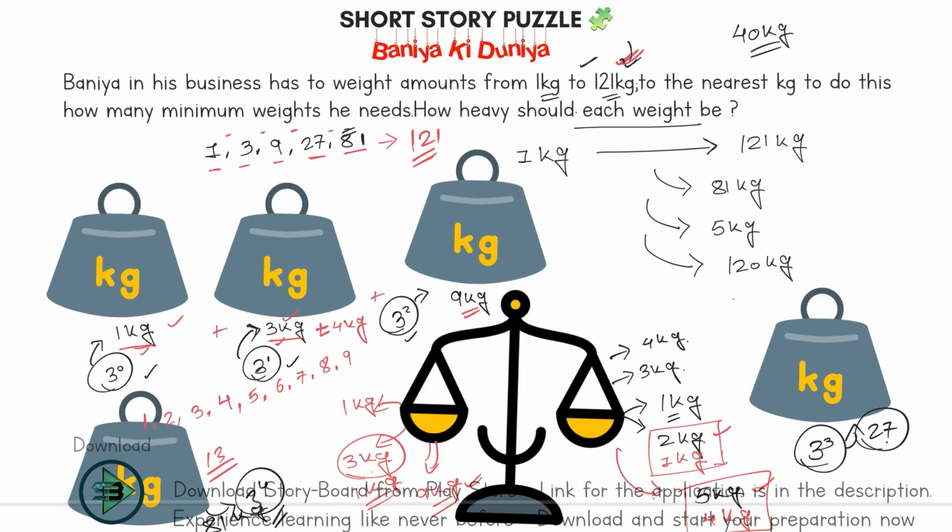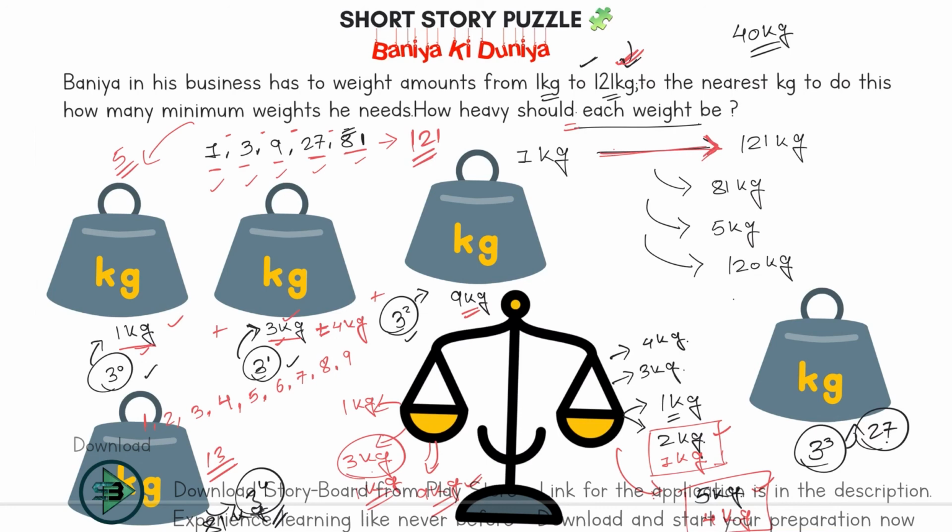So what are the minimum weights that will be required? 5 weights. How heavy should each weight be? This is the range: 1 kg, 3 kg, 9 kg, 27 kg and 81 kg. That much heavy should each weight be, and I need 5 such weights to measure anything in the range of 1 to 121. Anything that is there in the range I can measure by this.